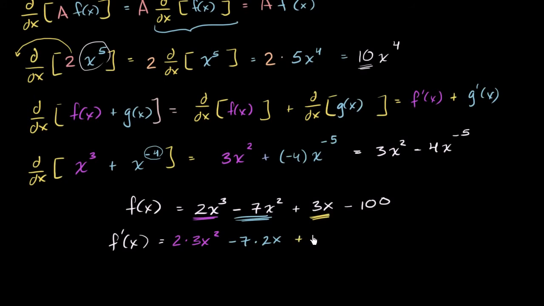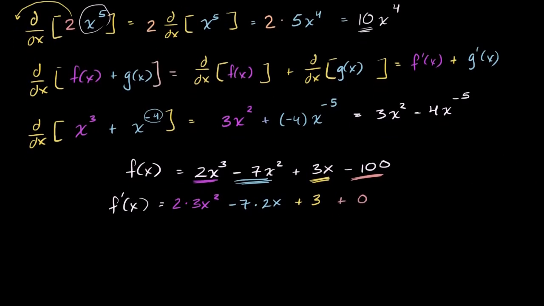So this is just going to be plus 3 times, we could say 1x to the 0, but that's just 1. And then finally, what's the derivative of a constant going to be? Let me do that in a different color. What's the derivative of a constant going to be? Well, we covered that at the beginning of this video. The derivative of any constant is just going to be 0. So plus 0. And so now we are ready to simplify. The derivative of f is going to be 2 times 3x squared, which is 6x squared. Negative 7 times 2x is negative 14x plus 3, and we don't have to write the 0 there.